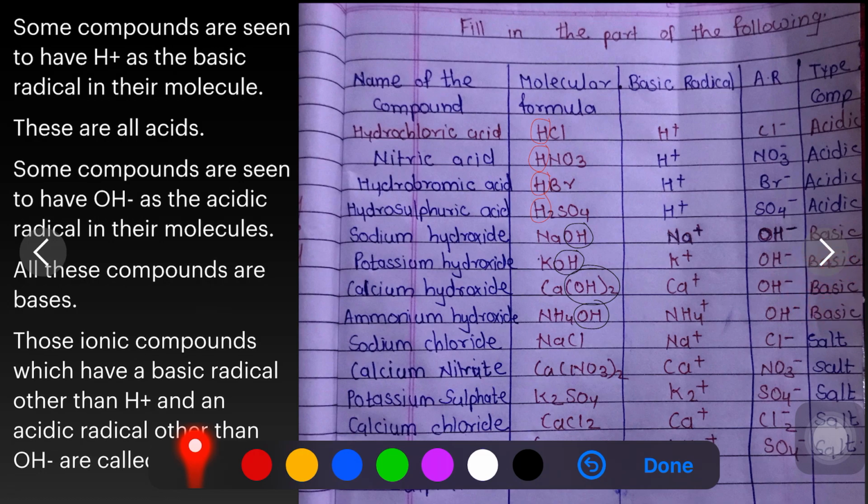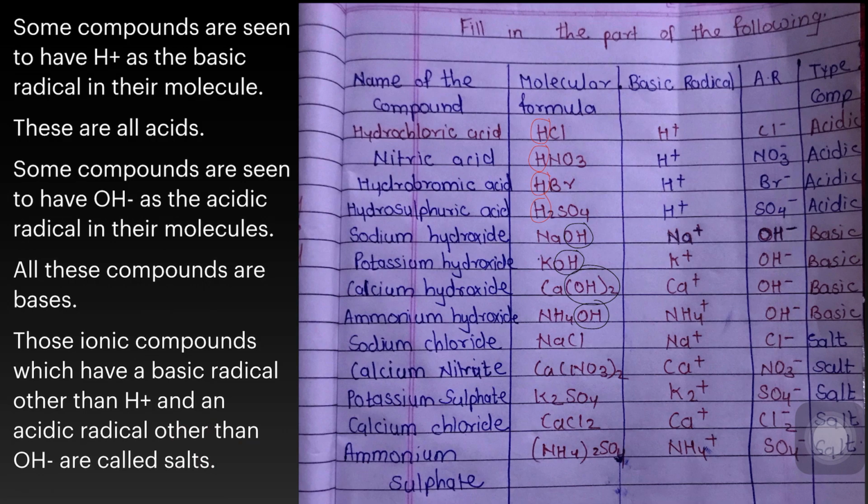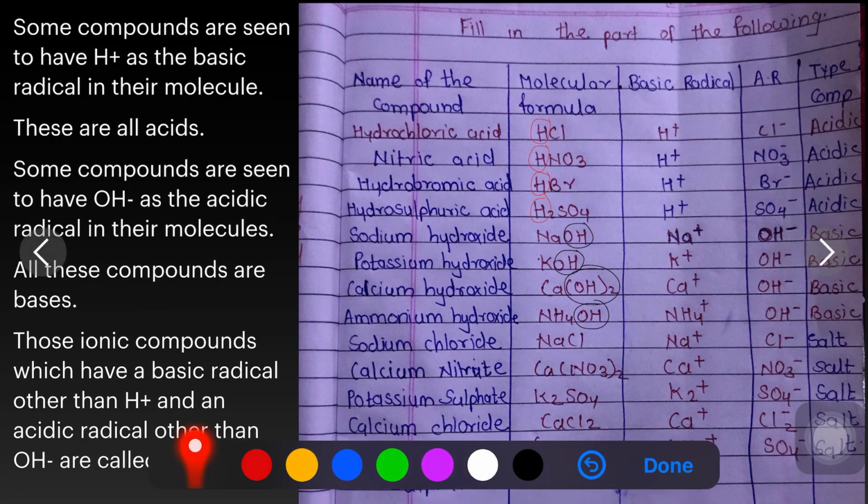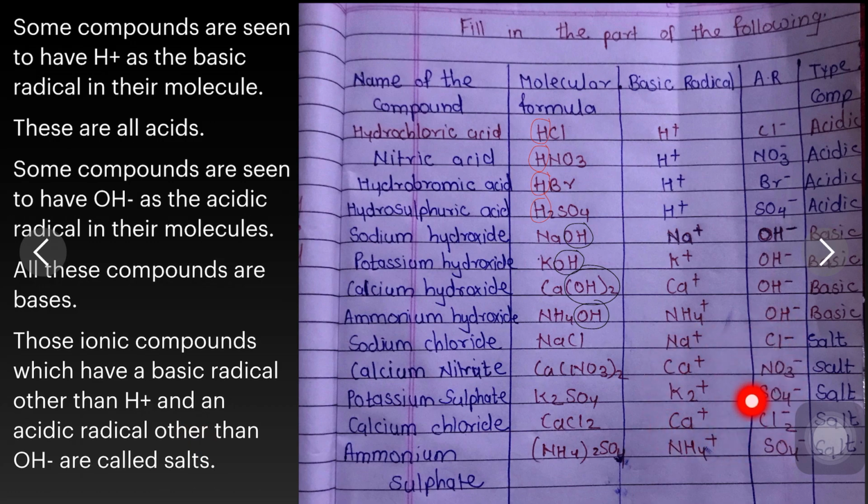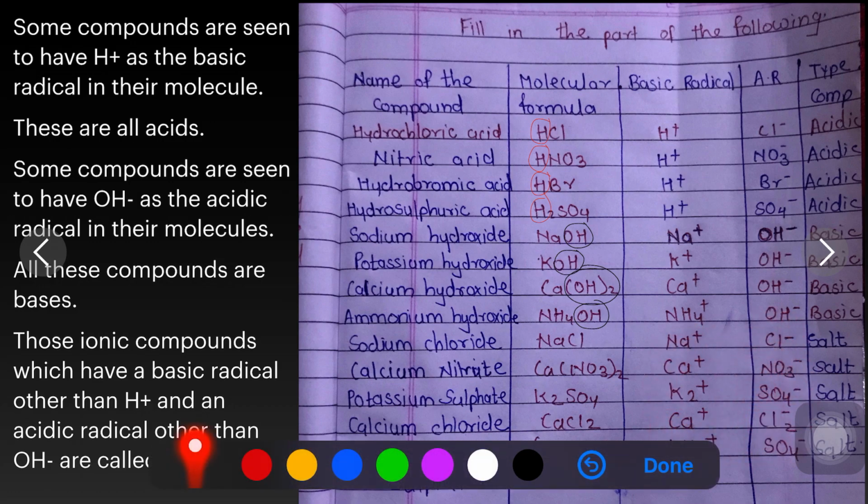See, acid will have H+ ion and the base will have OH-. Now next is Ca(NO3)2, K2SO4, CaCl2, (NH4)2SO4. Now these compounds are neither having H+ nor OH- ion. That means it is neither acidic nor basic. So it will be salt.